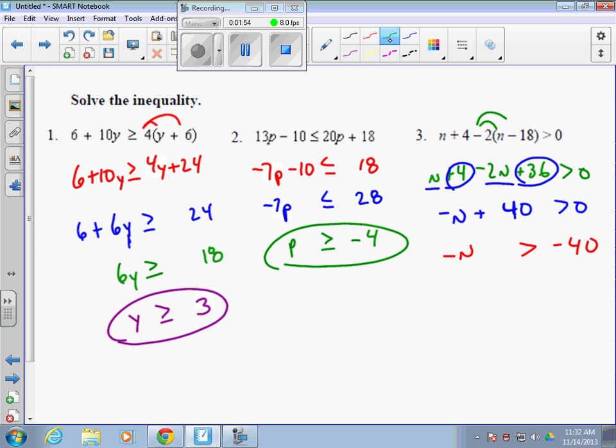Get rid of negative n times something by dividing by negative 1 on both sides. N, negative divided by negative is a positive. We divided by a negative number, so we have to reverse the symbol to say it's less than 40.